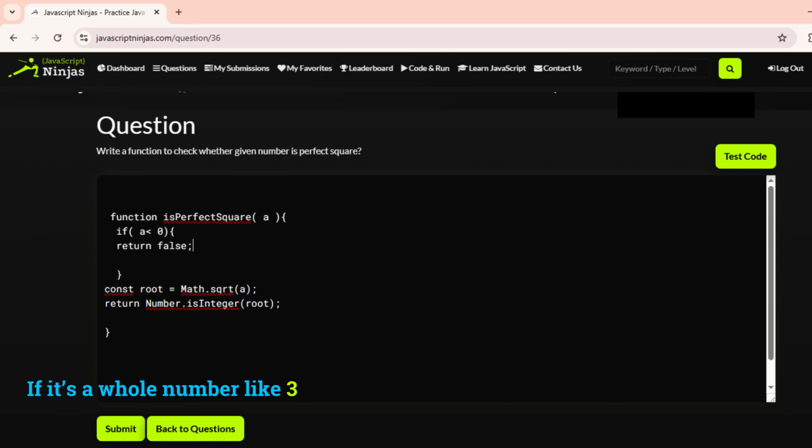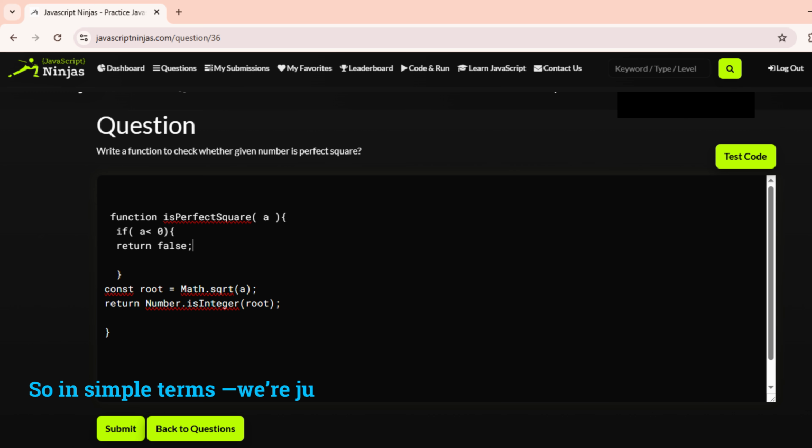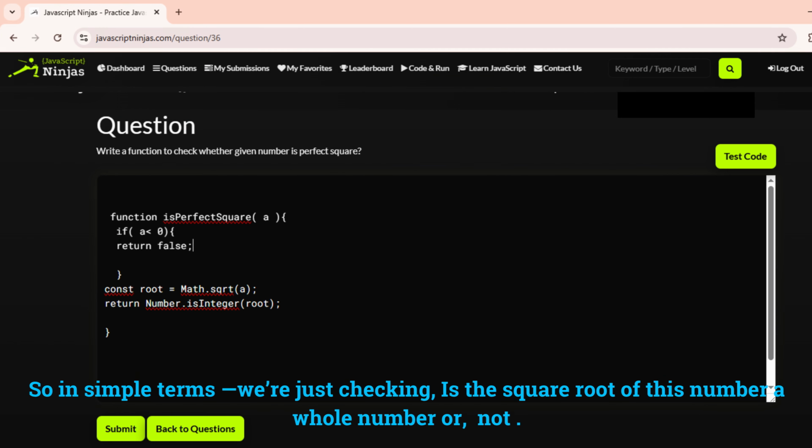If it's a whole number like 3 or 4, that means the number was a perfect square. If it's something with decimals like 2.82 or 3.16, that means it's not a perfect square. So in simple terms, we're just checking: is the square root of this number a whole number or not?